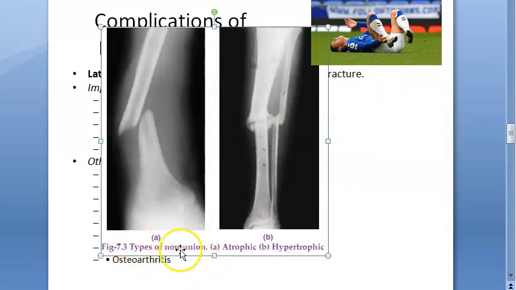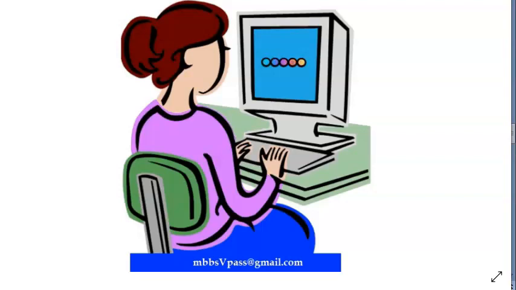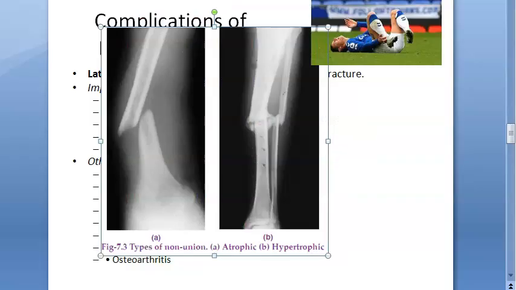Anyways, look at this photo. There are types of non-union: atrophic non-union and hypertrophic non-union. What is atrophy, guys? According to pathology, you have heard, right? Basically, there is reduction. So, here what you can see is atrophic. They are saying that there is minimal or no attempt at callus formation. It didn't even bother to fix it, kind of a thing. Minimal or no attempt to make callus at all.